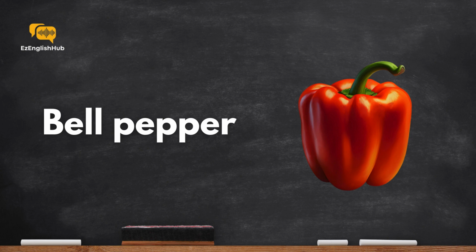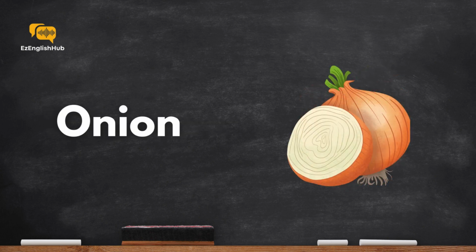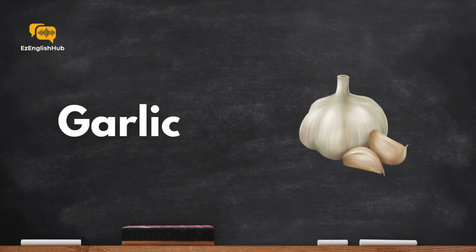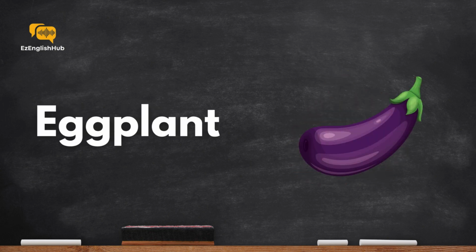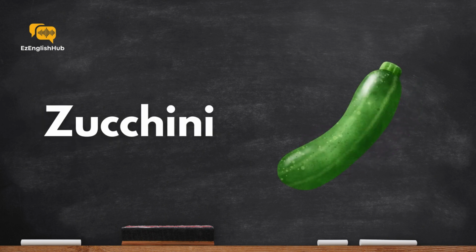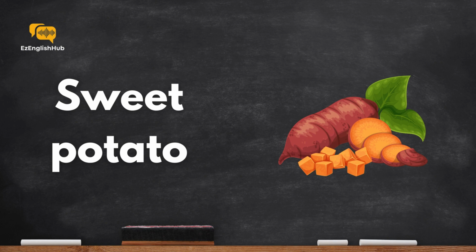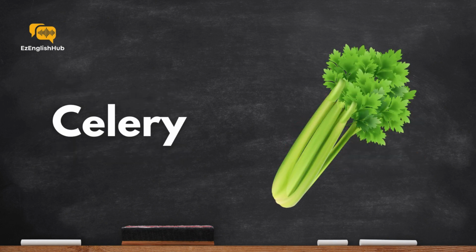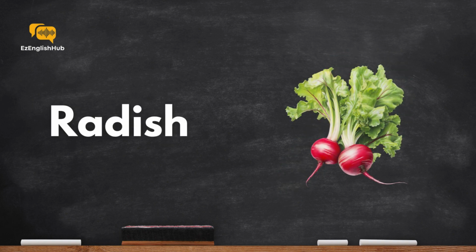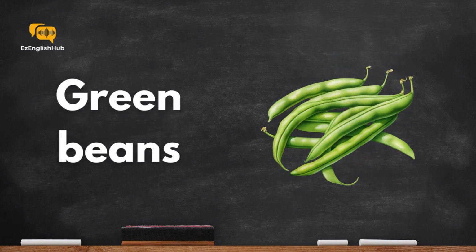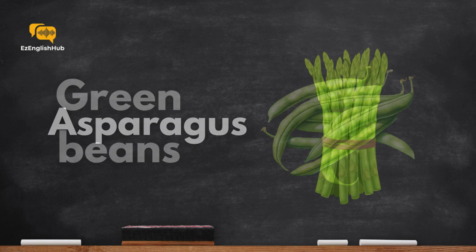Bell pepper, onion, garlic, eggplant, zucchini, pumpkin, sweet potato, celery, radish, green beans, asparagus.